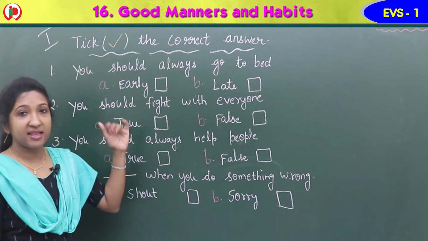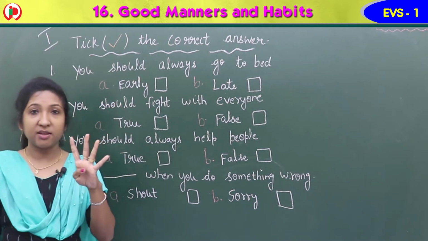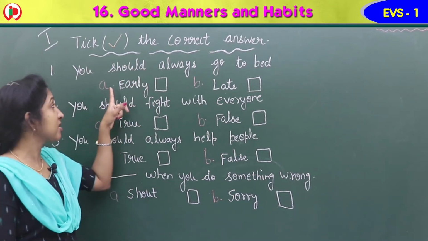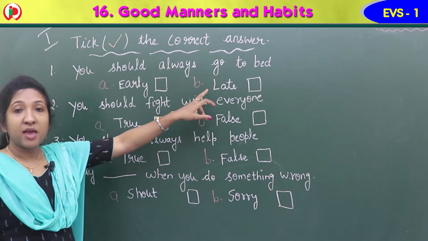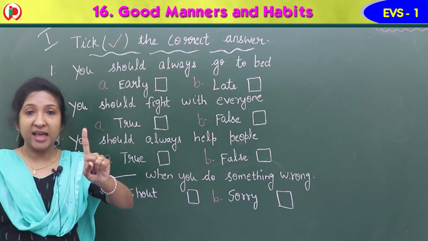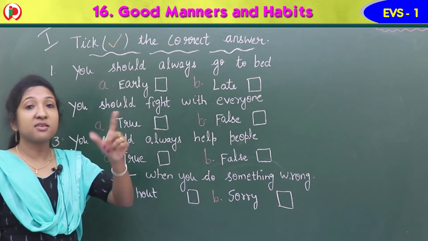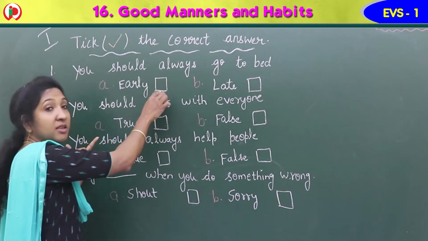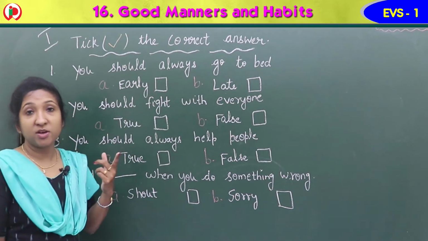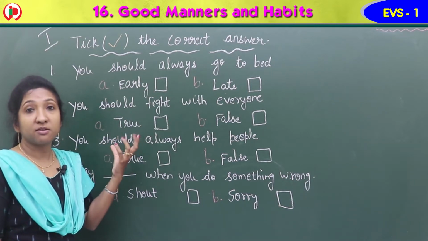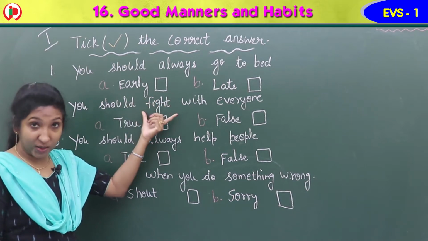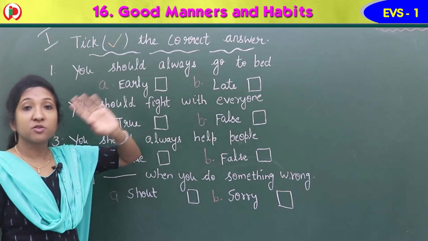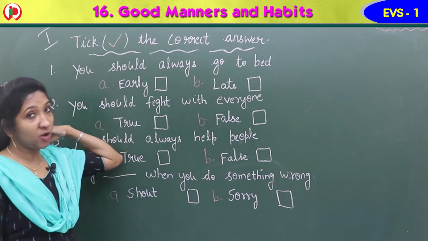Tick the correct answer. So there are four questions given. For each question you have two options, option A, option B. Among these two options, one option is the correct answer. You should check and see which is the correct answer. Near the correct answer, there is a box, so you have to tick it. Near each option, we have a square box. So the correct answer, you have to tick in the square box.